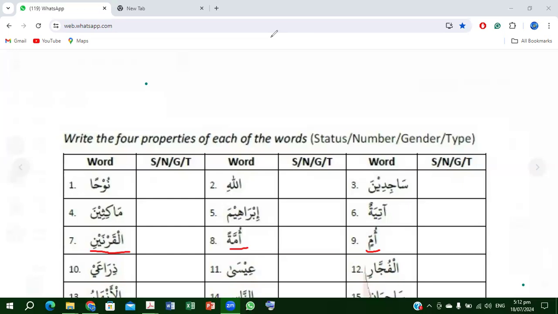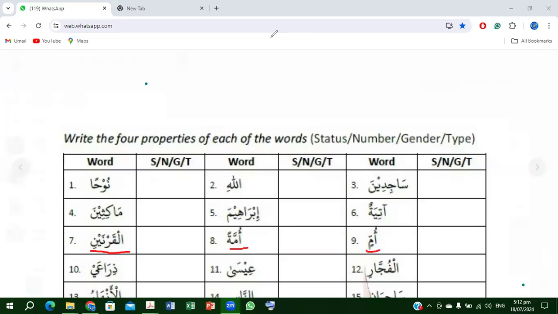Type, meaning common or proper? Oh, my bad, miss. Sorry. The type is common. Gender? The gender is feminine. How? There is no sign of feminine. Miss, because of what you told us about the real gender, right?